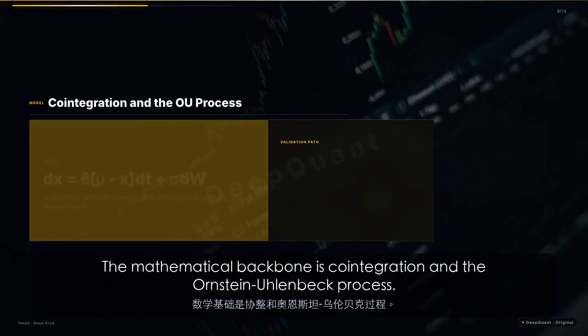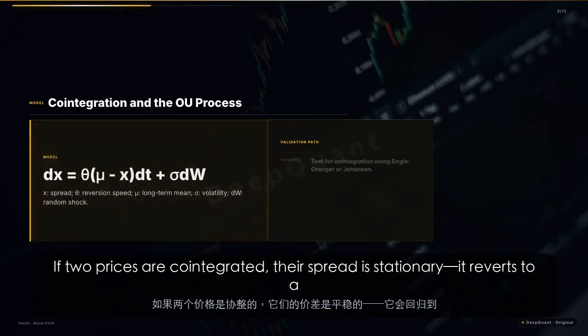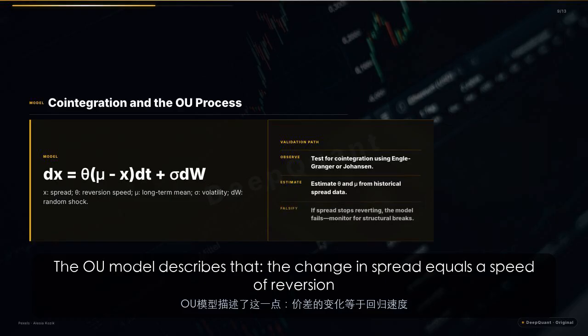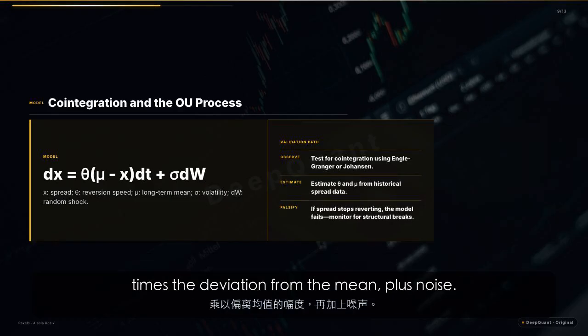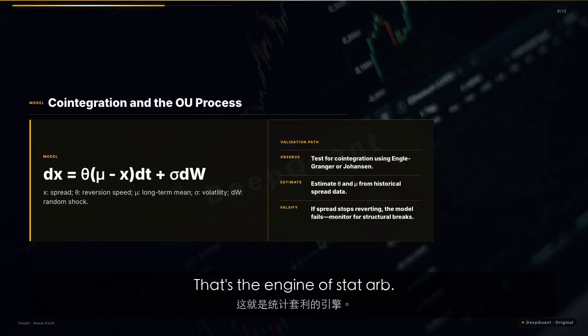The mathematical backbone is cointegration and the Ornstein-Uhlenbeck process. If two prices are cointegrated, their spread is stationary, it reverts to a mean. The OU model describes that the change in spread equals a speed of reversion times the deviation from the mean, plus noise. When the spread is far from the mean, the pullback is stronger. That's the engine of Stat Arb.